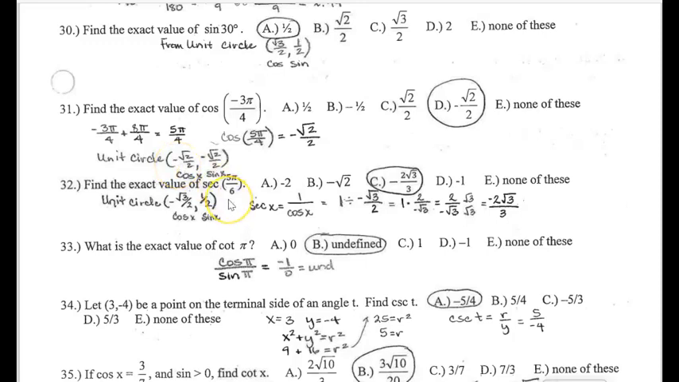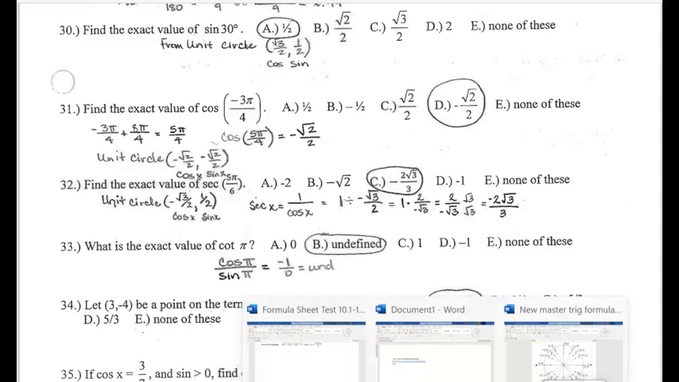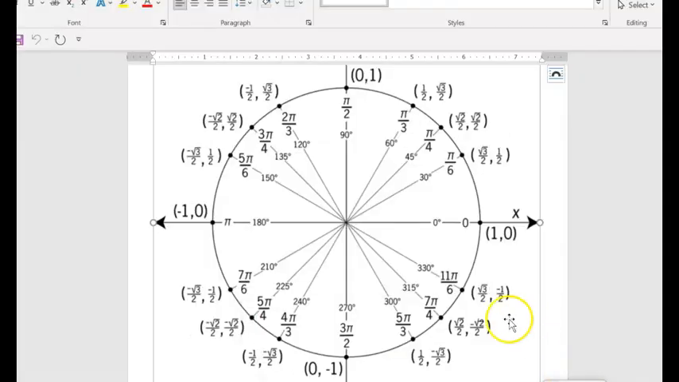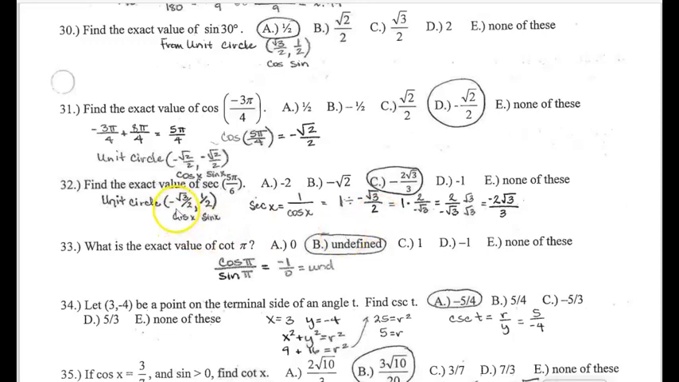All right, next one, we have the secant of 5 pi over 6. So that is a value from my circle. Secant is not on my circle, but I know that secant is just 1 over cosine. So let's go to our circle and grab 5 pi over 6. So right here at 5 pi over 6, we have negative square root of 3 over 2, 1/2. So negative square root of 3 over 2, 1/2 is our ordered pair. And secant is 1 over cosine.